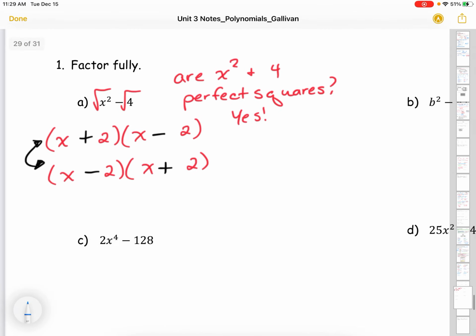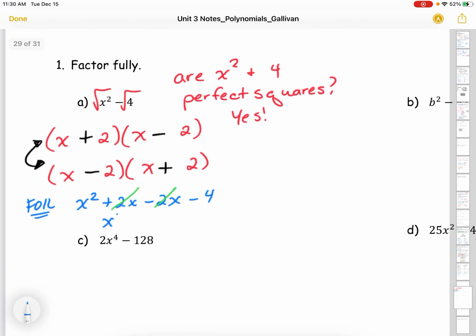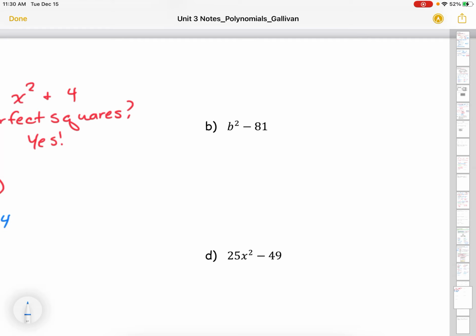And we can check this using FOIL. So using FOIL, let's just see what happens. I get x squared plus 2x minus 2x minus 4. These two terms cancel out, and I get x squared minus 4. So check, it does work. Okay, so let's keep going.